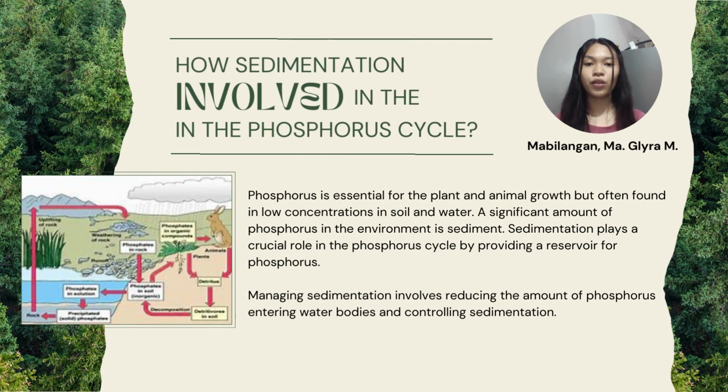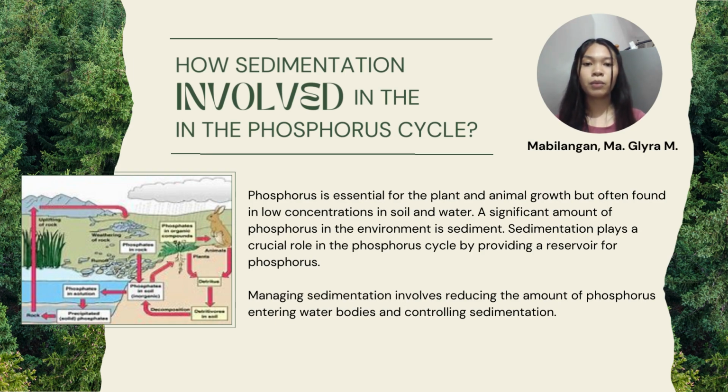Sedimentation plays a crucial role in the phosphorus cycle, which is the process by which phosphorus moves through the environment. Phosphorus is an essential nutrient for plants and animals that is often present in low concentrations in soil and water. When plants and animals die, their organic matter decomposes, releasing phosphorus into the environment. This phosphorus can be taken up by plants or it can be transformed into inorganic forms that are more available for plant uptake. However, a significant portion of the phosphorus in the environment is in the form of sediment.